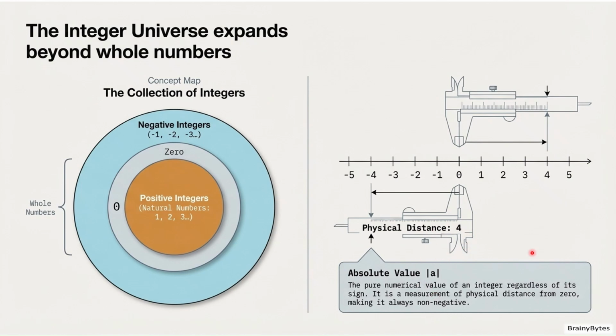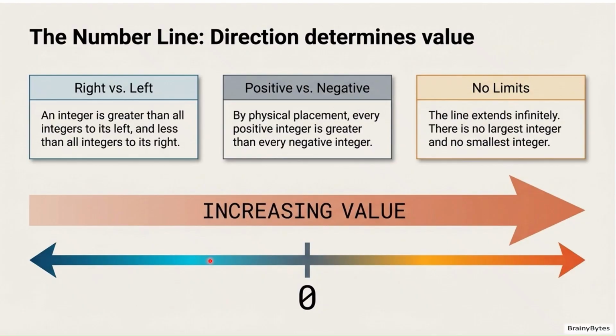That is, always non-negative. Now, let's talk about number line, which says direction determines value. You might have heard about number line in lower classes. It tells us that as we move from left to right, the value of number increases. Right versus left. An integer is greater than all integers to its left and less than all integers to its right. Let's take three numbers, 0, 1, and 2.